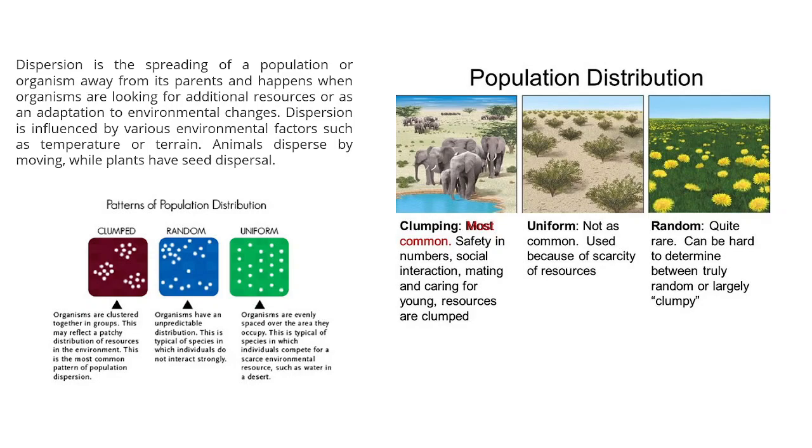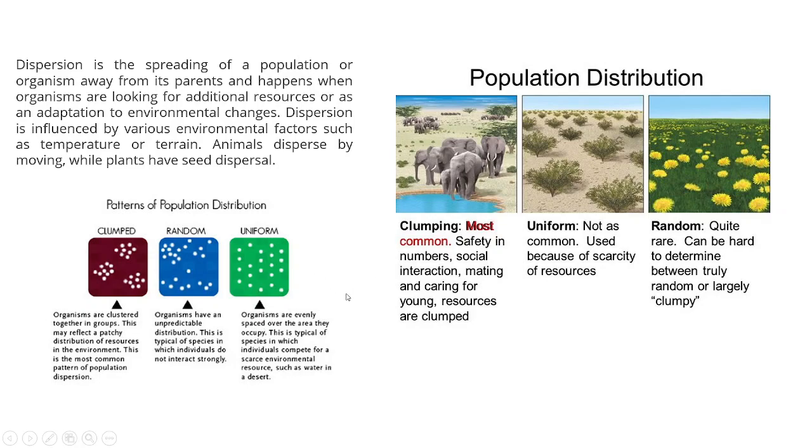Animals disperse by moving because we are privileged to be able to move, and we can show locomotion and movement. Plants have seed dispersal. Seeds get carried away by wind, or seed dispersal can also happen by various other organisms that come to the plants. But animals disperse on their own via moving.